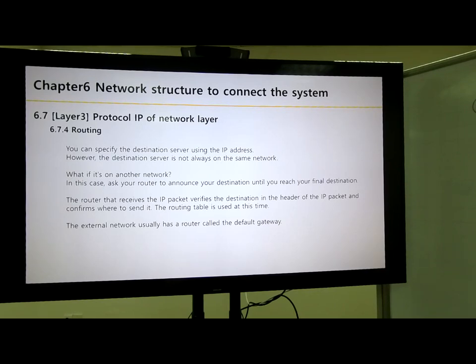Okay. So you can specify the destination server using the IP address. However, the destination server is not always on the same network as shown. So what if it's on another network? In this case, ask your router to forward to your destination until you reach your final destination. For example, for network group A, network group B, we can put a router here.